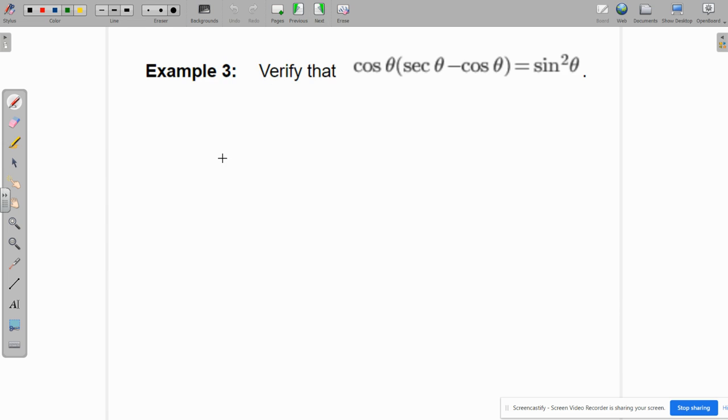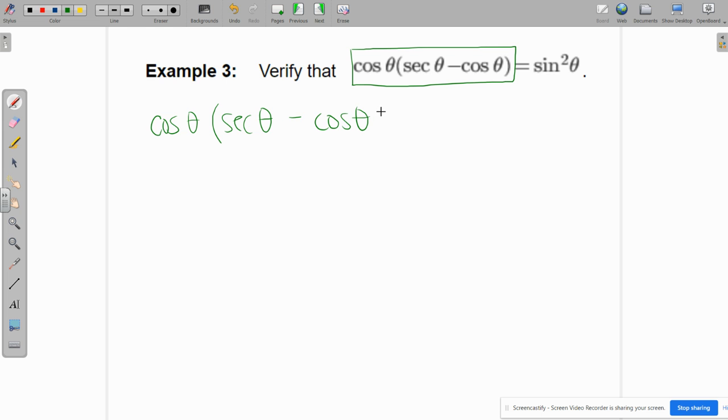Let's do one more example. Verify that cosine of theta times the quantity secant theta minus cosine theta equals sine squared. So I would say that the left side is more complex. So we would have the cosine of theta times the quantity secant theta minus cosine theta. If we were to distribute cosine, cosine and secant are reciprocals. So when I do cosine times secant, which as a reminder is 1 over cosine, that's 1. Cosine times negative cosine is minus cosine squared of theta.